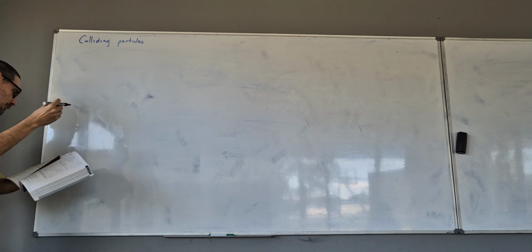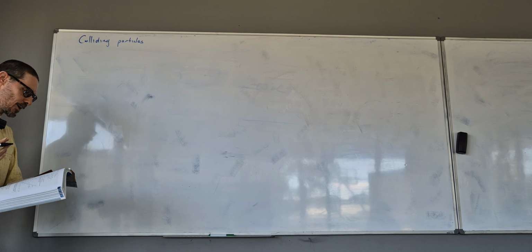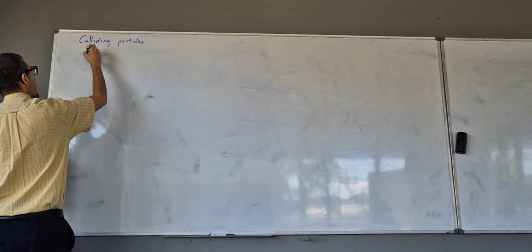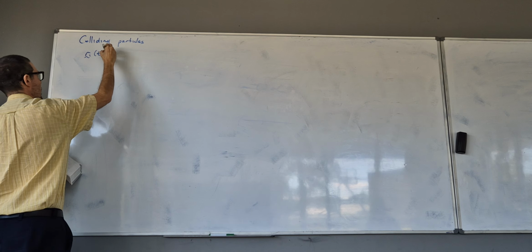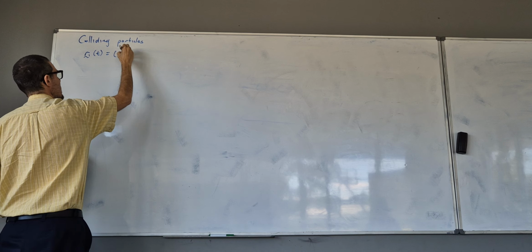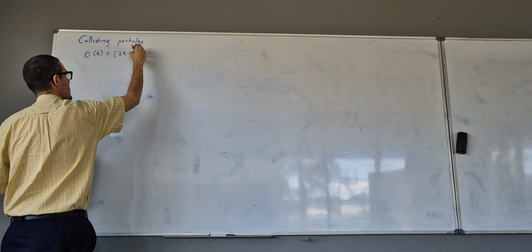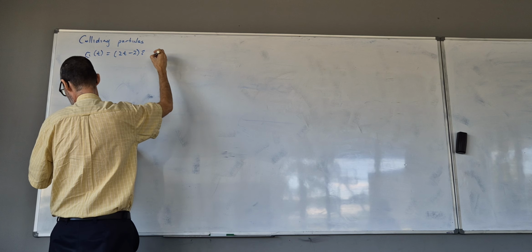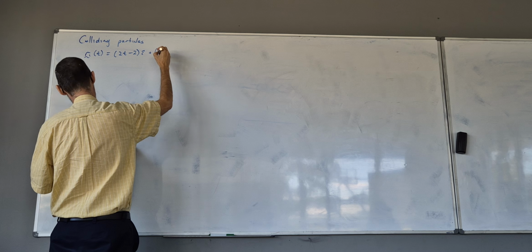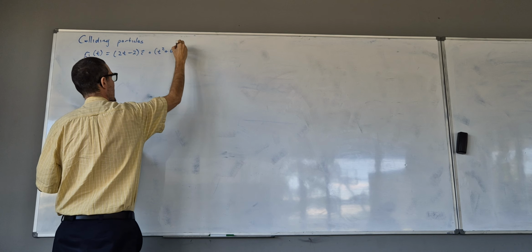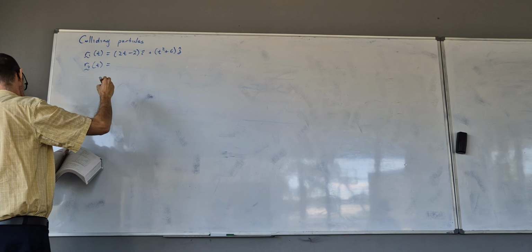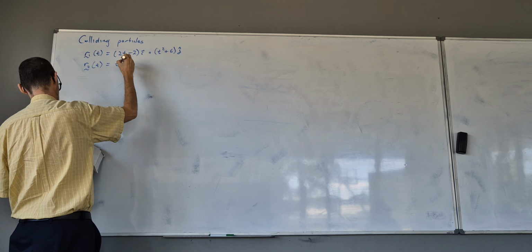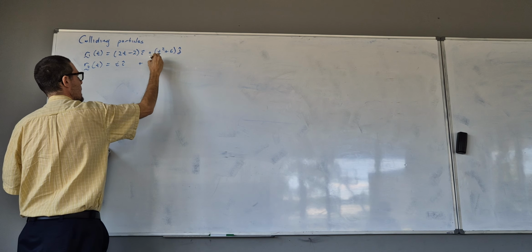Okay, for example, the paths of two particles with respect to time are described by R and S, or I'll do what they do. R1 of time is (2t minus 2)i hat plus (t squared plus 6)j hat, and R2 of time is t i hat plus 5t j hat.